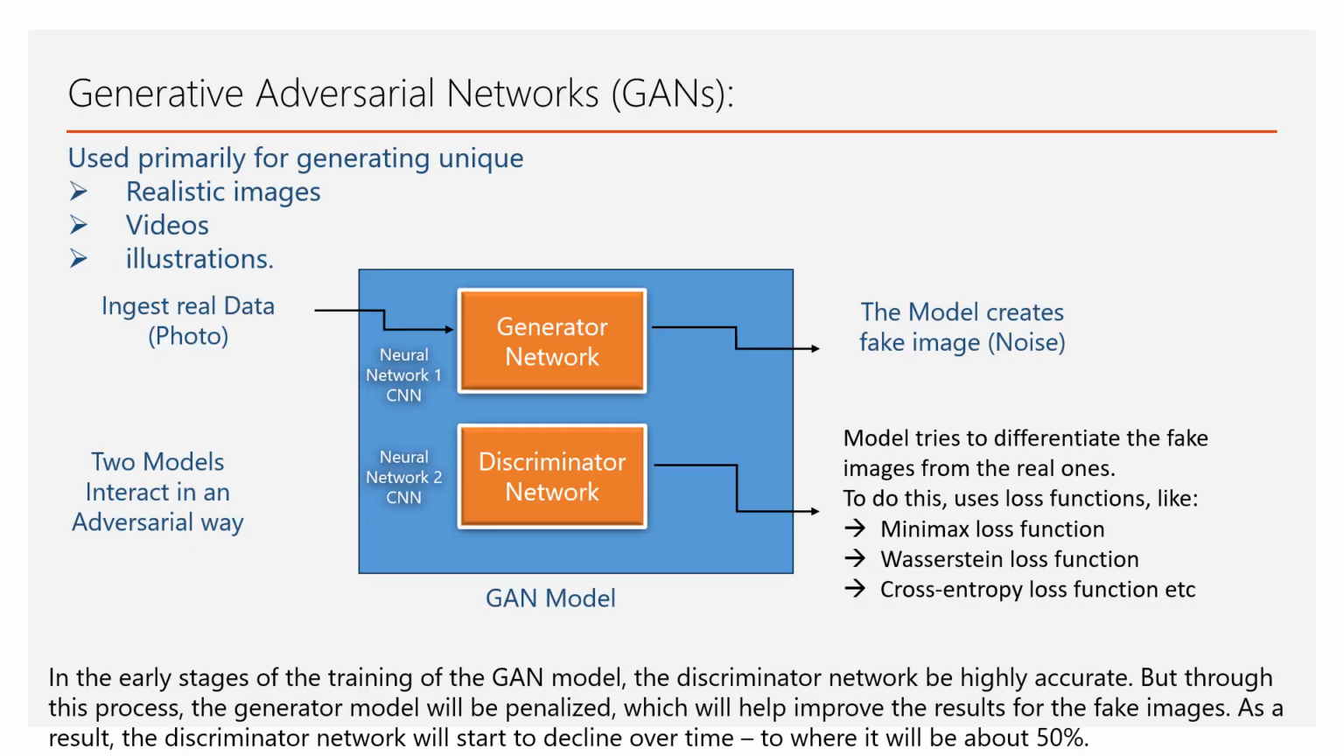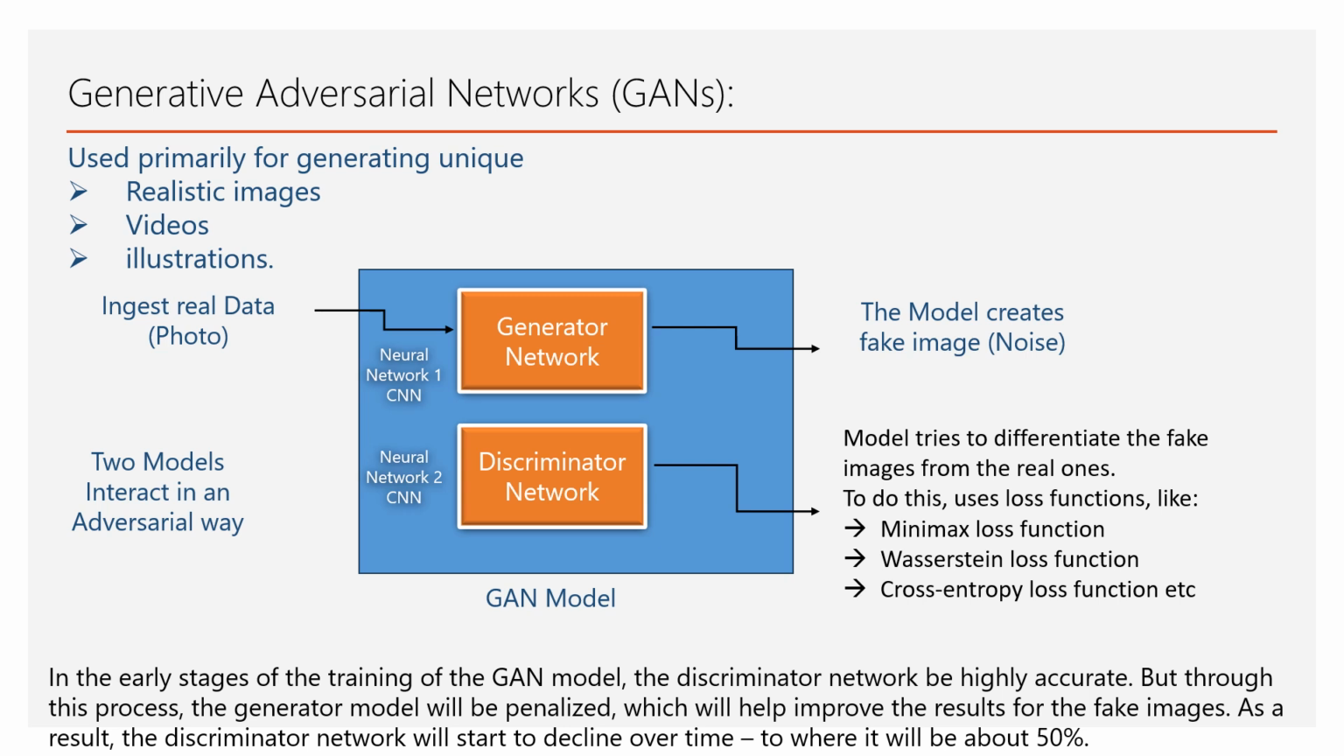When I say Generative Adversarial Network, GAN, what are they used for? Basically, we know that GAN is a type of generative artificial intelligence. So it is to generate something new. And what are we trying to generate here using GAN? We're trying to generate unique, realistic images. It could be videos and it could be illustrations. Let's understand the GAN architecture at a higher level.